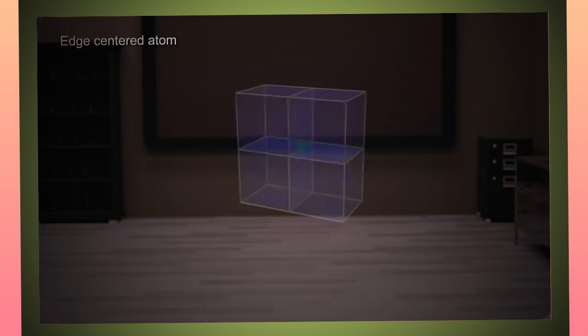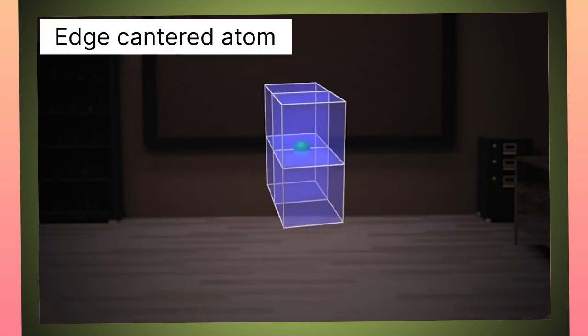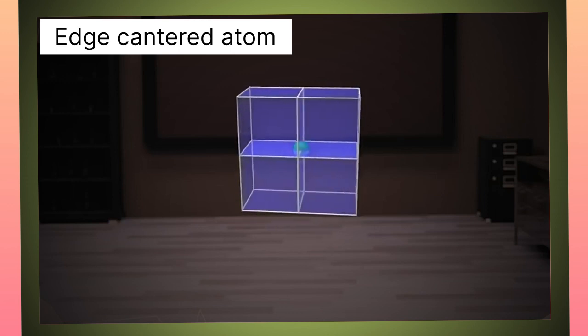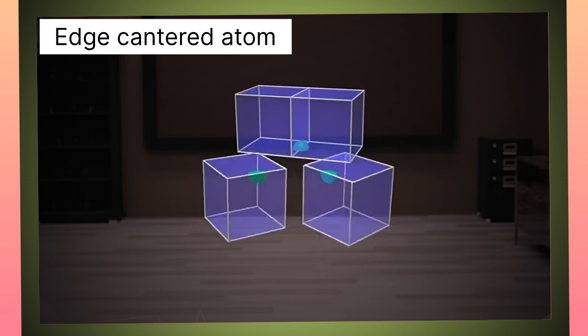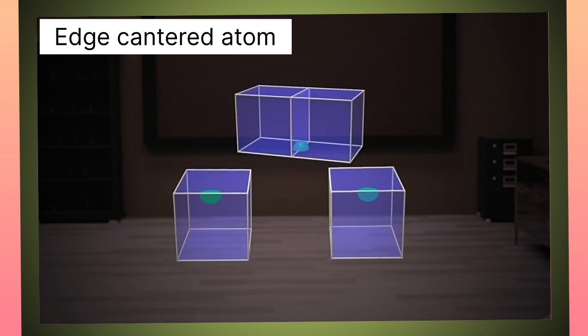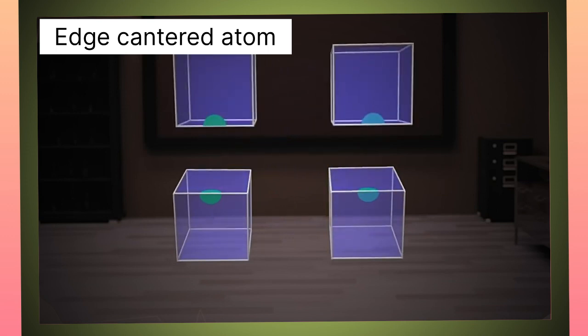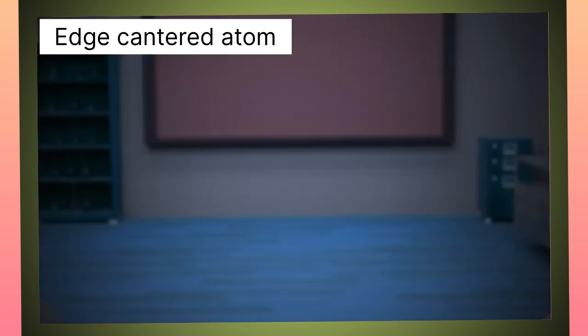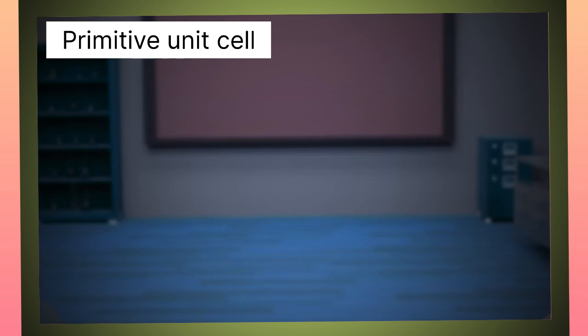In case of the edge-centered atom, the atom which occupies the center of each edge is shared by 4 different unit cells, that is 2 from the layer below and 2 from the layer above. Therefore, its contribution becomes 1/4 of itself to the unit cell. With this calculation, we will be proceeding to the number of atoms calculation.